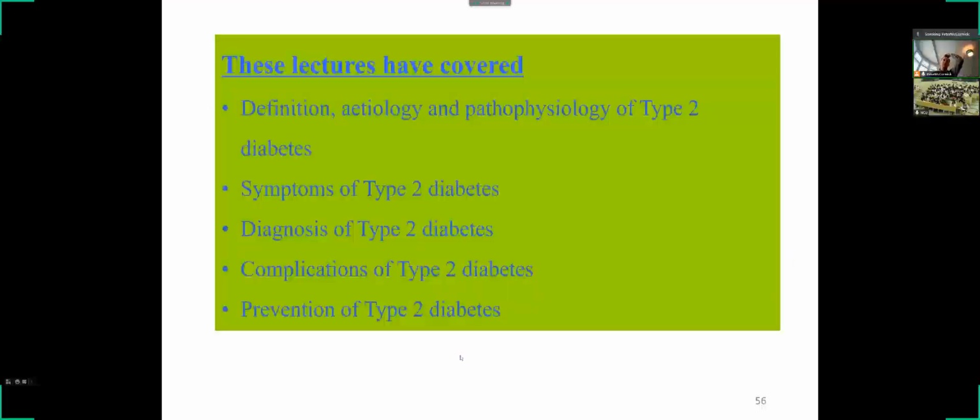So we've defined and talked about the etiology and pathophysiology of type 2 diabetes. We've talked about the symptoms of type 2 diabetes, and we've talked about how to diagnose it, right? We gave 4 different tests about how we diagnose it. And then we talked about the complications and why type 2 diabetes is such a global epidemic and a problem for all our healthcare systems and our people. And then finally, we've talked about ways to try and prevent type 2 diabetes.